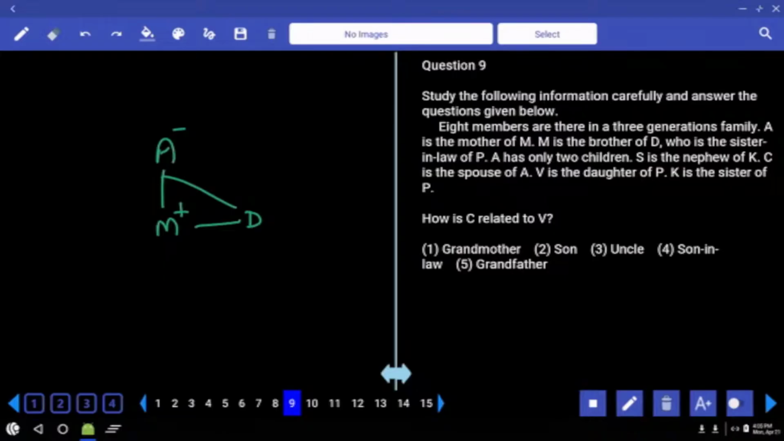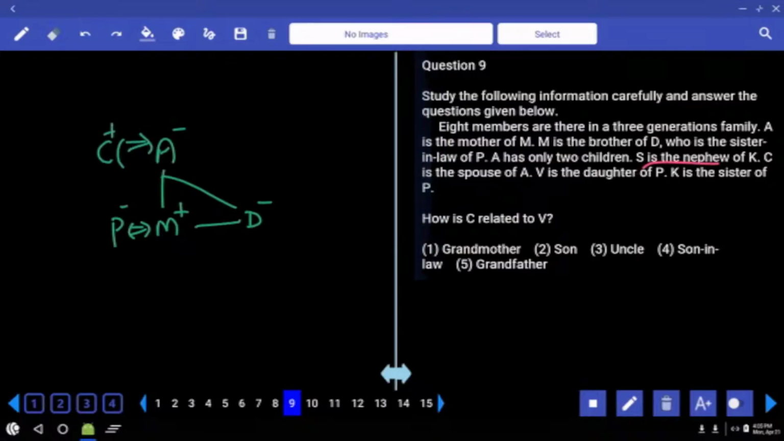Then possibilities were more. A has only 2 children. As A has only 2 children, D is the sister-in-law of P. Can you take P and M like this or not? Then M is a female. And S is the nephew of K. And C is the spouse of A. Now C and A are married to each other.